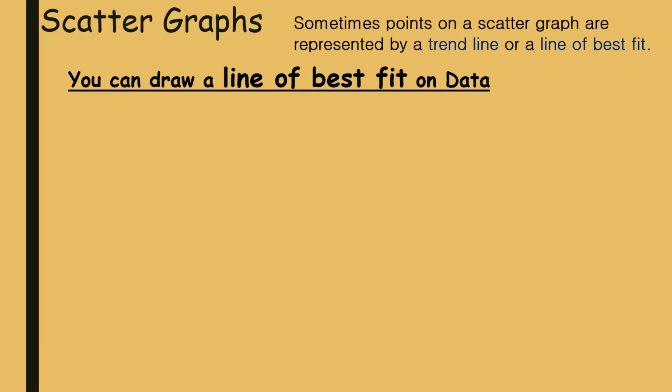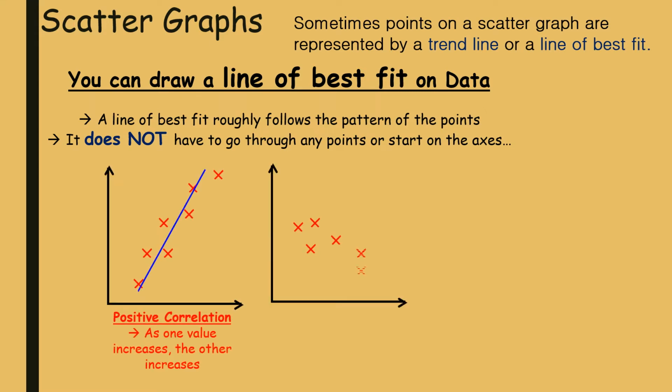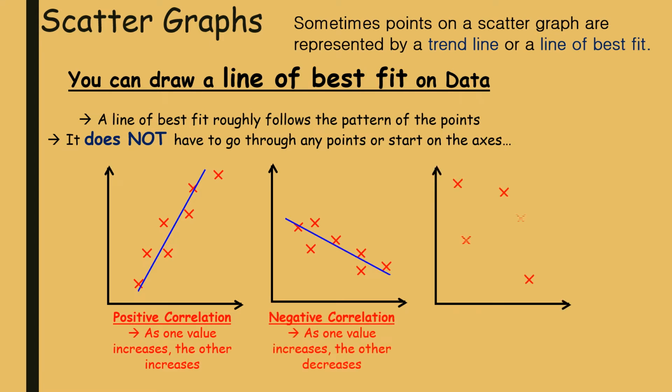So, how do we draw a line of best fit on our scatter graph? First of all, let's look at what we mean by line of best fit. A line of best fit roughly follows the pattern of the points, and it does not have to go through any point or start on the axis or start from the origin. So this is what we mean for positive correlation, for negative correlation, and for no correlation.